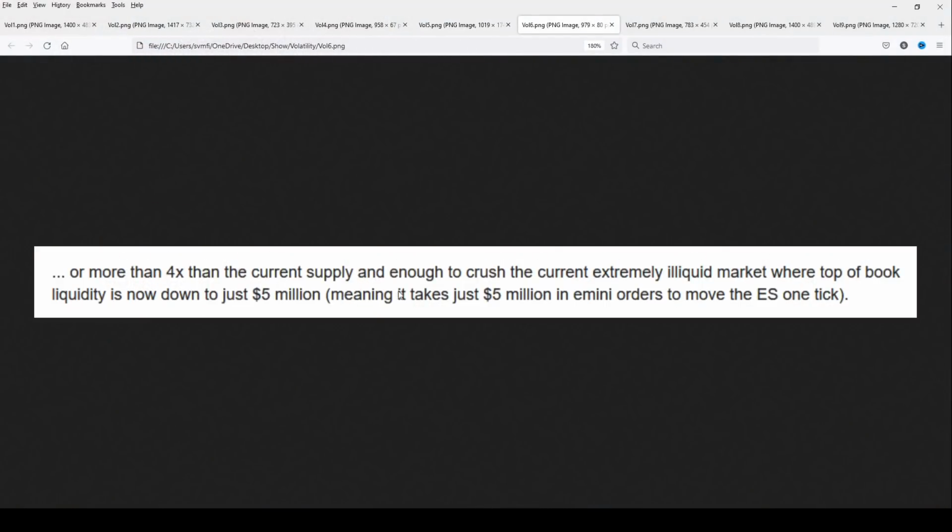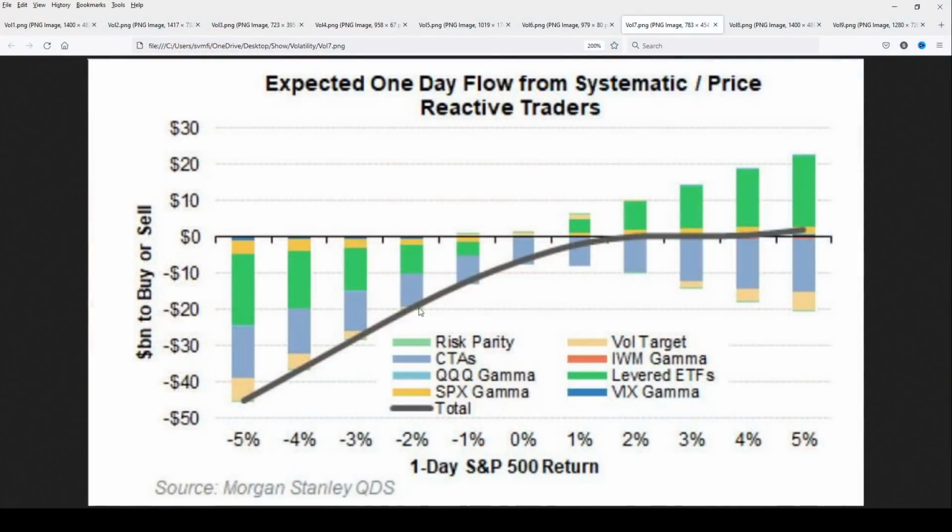It says, or more than 4 times the current supply, and enough to crush the current extremely illiquid market, where the top of book liquidity is now down to 5 million, meaning it takes just 5 million of E-mini orders to move the ES1 tick. So what they're suggesting here is that if all these sell orders started flooding in, the market would crash. Now, this is interesting because they put a little bit of a chart here, and we're not going to go over it in any detail, but I just want to point out that you see these risk parity strategies, vol targeting strategies, levered ETFs, and then, of course, you see some gammas having to do with options contracts and CTAs. And all of these things mechanically, one way or another, will start to sell when prices go down or volatility goes up, depending on their trigger.